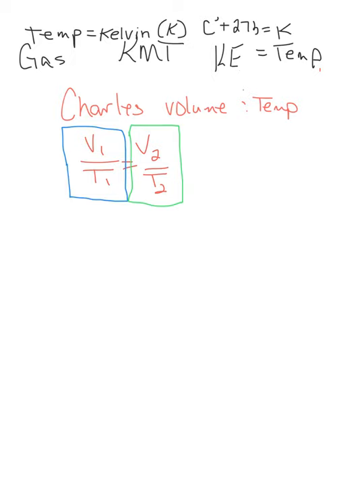This volume and temperature has a direct relationship. Anytime you see that something is being divided by something, it usually is indicating a direct relationship. A direct relationship, remember, is when one goes up, the other goes up. So if from V1 to V2 my volume increases, then my T2 would also increase.